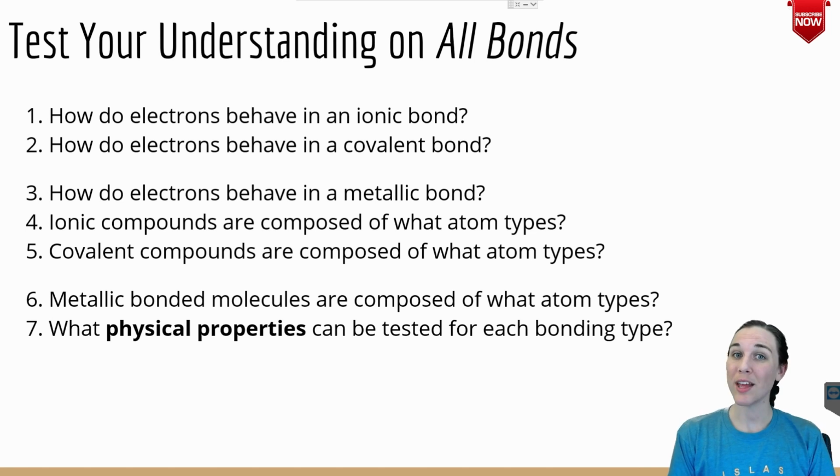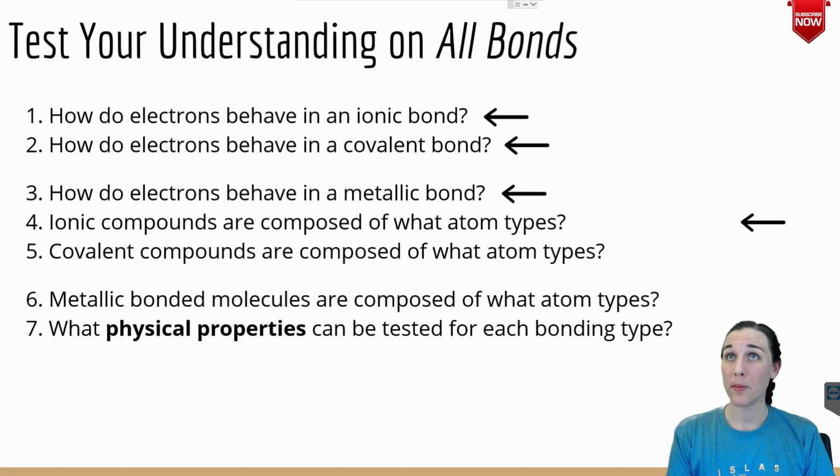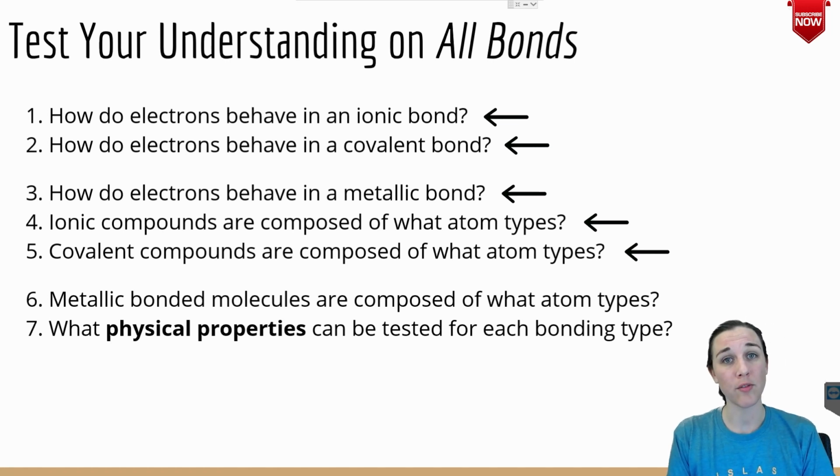Before you move on with any further lessons, you should check yourself before you wreck yourself and make sure that you can answer all of these questions. Go ahead and pause the video here and make sure that you understand the answers to the following 7 questions. How do the electrons behave in ionic, covalent, or metallic bonds? What are the different bond types composed of? What type of atoms make up the different bond types, ionic, covalent, and metallic?